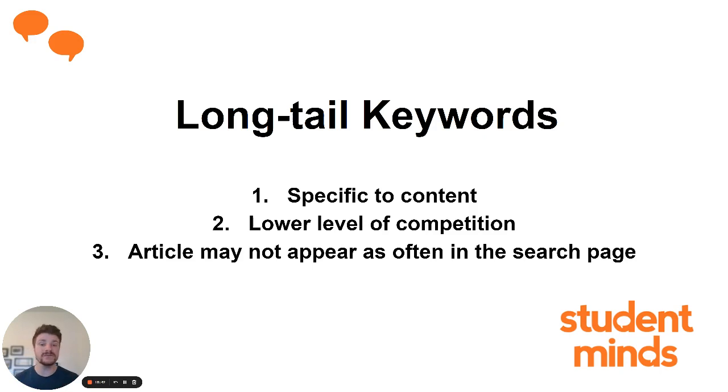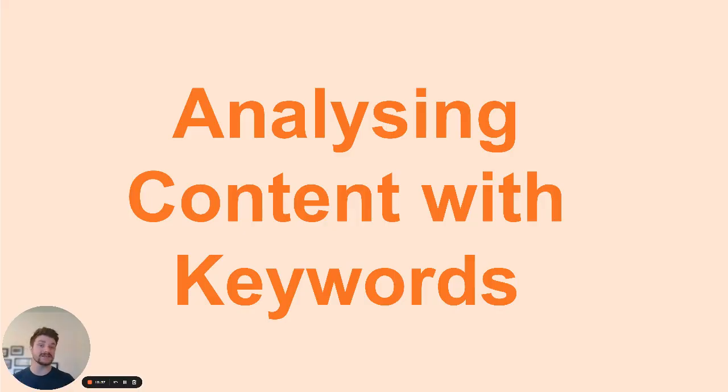Using long tail keywords could mean that your article doesn't appear as often in the SERP, but increases the likelihood of the article matching a search query. Relevant content will reduce your bounce rate and keep users on site for longer. So let's look at analyzing content with keywords in mind. We know how to choose keywords based on insights from Google Keyword Planner. Now let's look at how we can analyze our content for keywords that we have chosen.